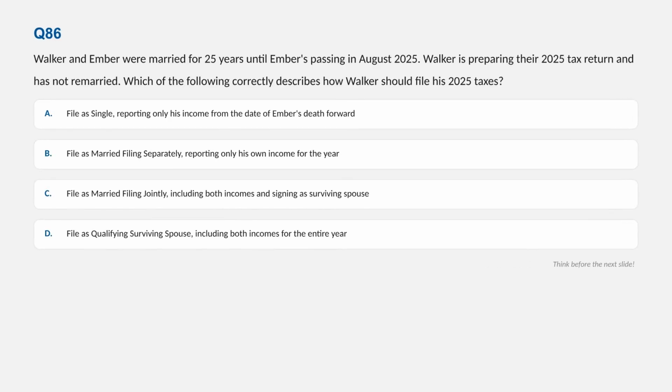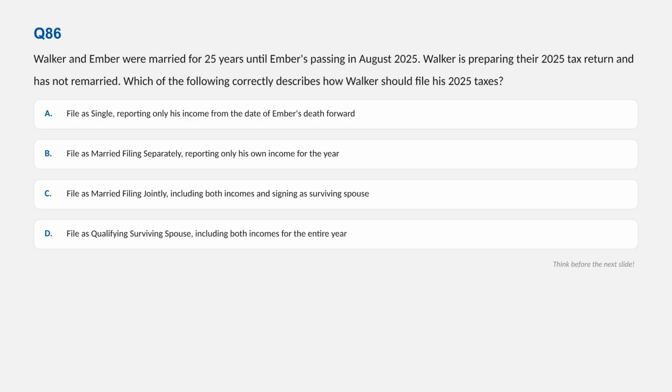Walker and Ember were married for 25 years until Ember's passing in August 2025. Walker is preparing their 2025 tax return and has not remarried. Which of the following correctly describes how Walker should file his 2025 taxes?